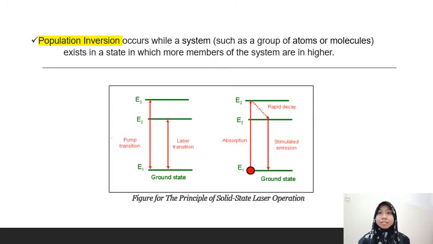Okay, if you can see the picture above at the left side, it shows you the ground state, which is E1, where the laser transition is from E1 to E2. But with the pump transition, or with the optical pumping process, the electron is pumped from E1 to E3 instead of E1 to E2. And at the right side of the picture, it shows the absorption process occurring from E1 to E3 with the optical pumping process, and the rapid decay of the electron from E3 to E2, and the stimulated emission process occurs from E2 to E1.